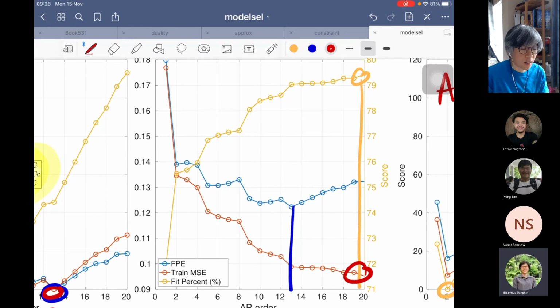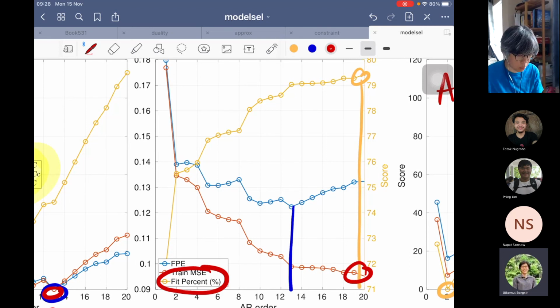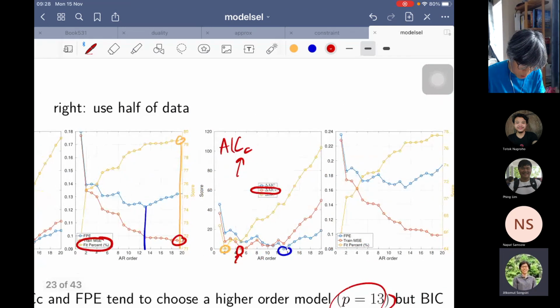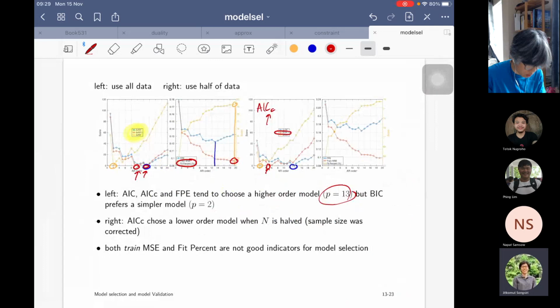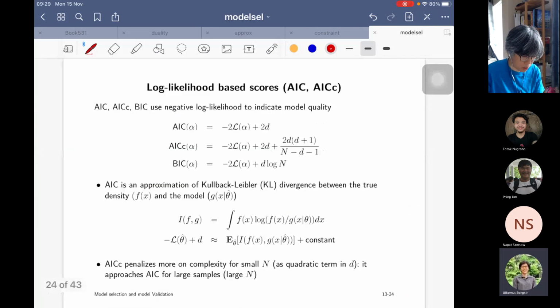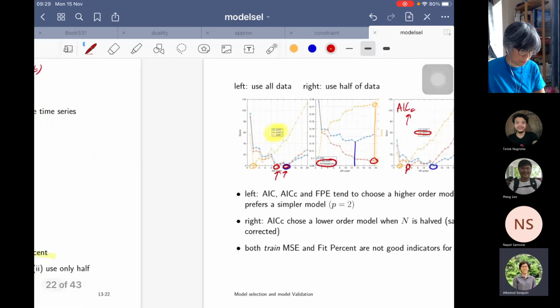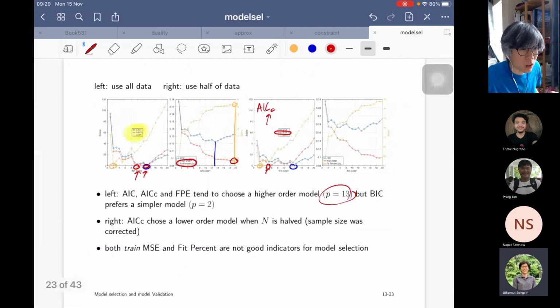Fit percent and train MSE only care about model quality. Neither is concerned with model complexity. So these two are not good indicators for model selection purposes. That's the conclusion, because they will always pick the most complex one. That's the main message of this experiment. That's about the time.